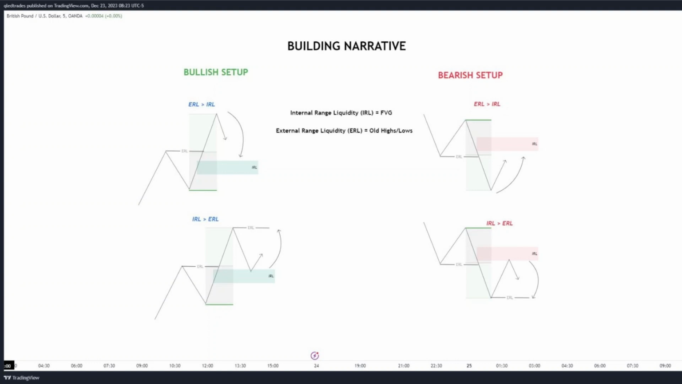So it's quite important that you understand the relation between external and internal, because it helps you understand what is being targeted and what is being mitigated, right? With that understanding, it's going to be easy for you guys to actually define your narrative. So let me just jump into a couple of examples on how I built different weekly bias, daily bias, and narratives using this external and internal range relation.